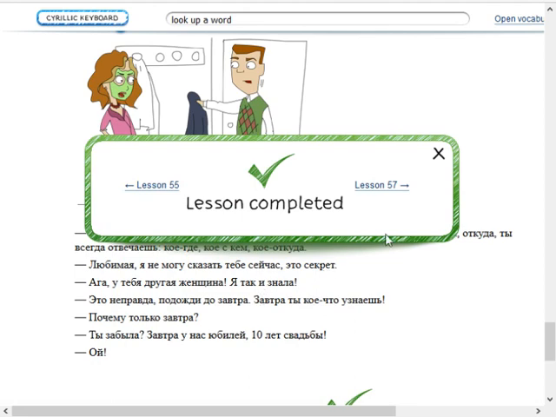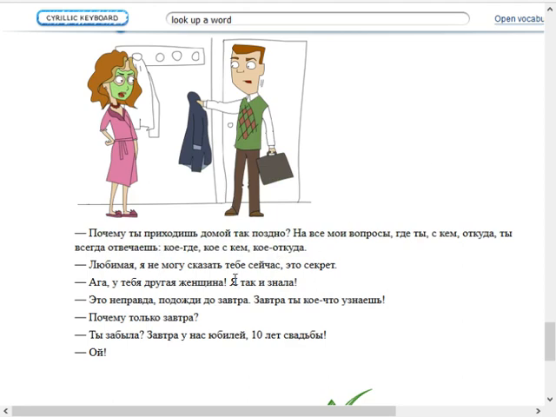Okay, we already completed the lesson, but let's go ahead and finish reading that sentence. So the woman's accusing him and saying, you have another woman. I knew it. Это неправда. Подожди до завтра. It's not true. Wait till tomorrow. Завтра ты кое-что узнаешь. Tomorrow you will find out something. Почему только завтра? Why only tomorrow? Ты забыла? Завтра у нас юбилей. 10 лет свадьбы. Ой! Did you forget? Tomorrow we have our anniversary. 10 years of marriage. Oi!